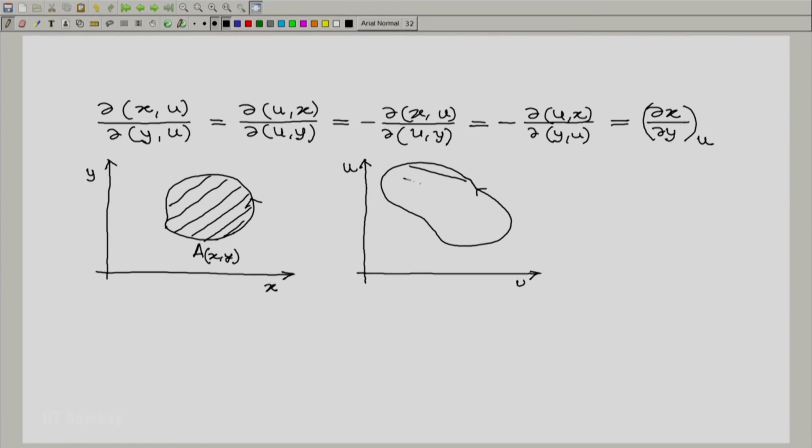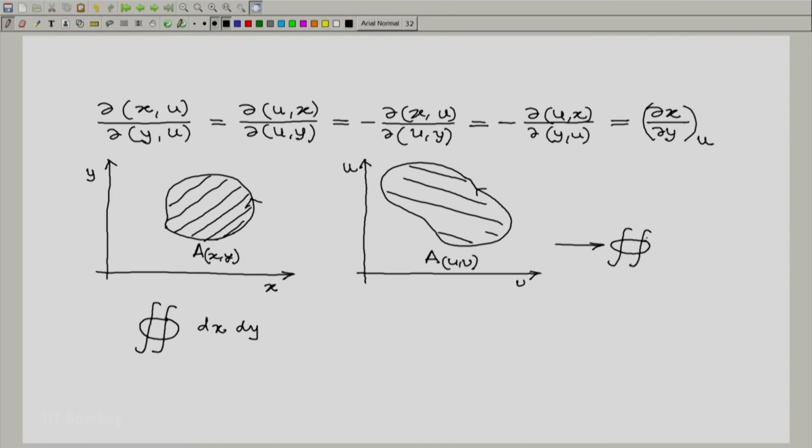Now let us say the area of this closed part which corresponds to this loop in the xy plane is the area in the uv plane. Now the area in the xy plane can be written down as a double integral over this closed figure of dx dy. The area in this plane is going to be double integral, again over the closed loop, of du dv. Now how do you transform this? The transformation rule says that this will be equal to the Jacobian of xy with respect to uv du dv.